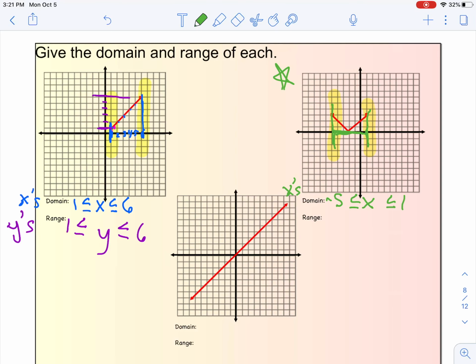Now see if you can do the range. So take a look at the y values on that graph and see where they go, from where to where. Pause the video and then see if you got it right.